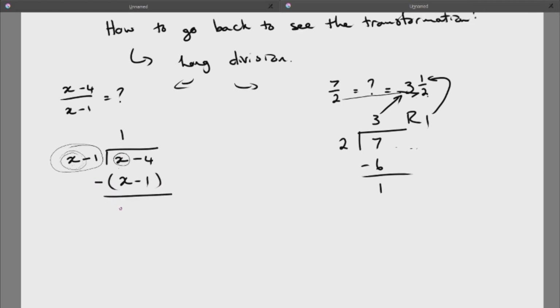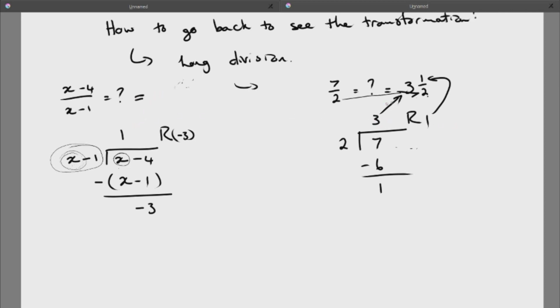x minus x is nothing. Negative 4 minus negative 1, that's negative 4 plus 1, that's negative 3. Now, the negative 3 doesn't have any x's, so x can't fit into it. So my remainder is negative 3. Giving me, I'm just going to erase this arrow because it's a little bit in my way, giving me the quote-unquote mixed number of, same thing, right?